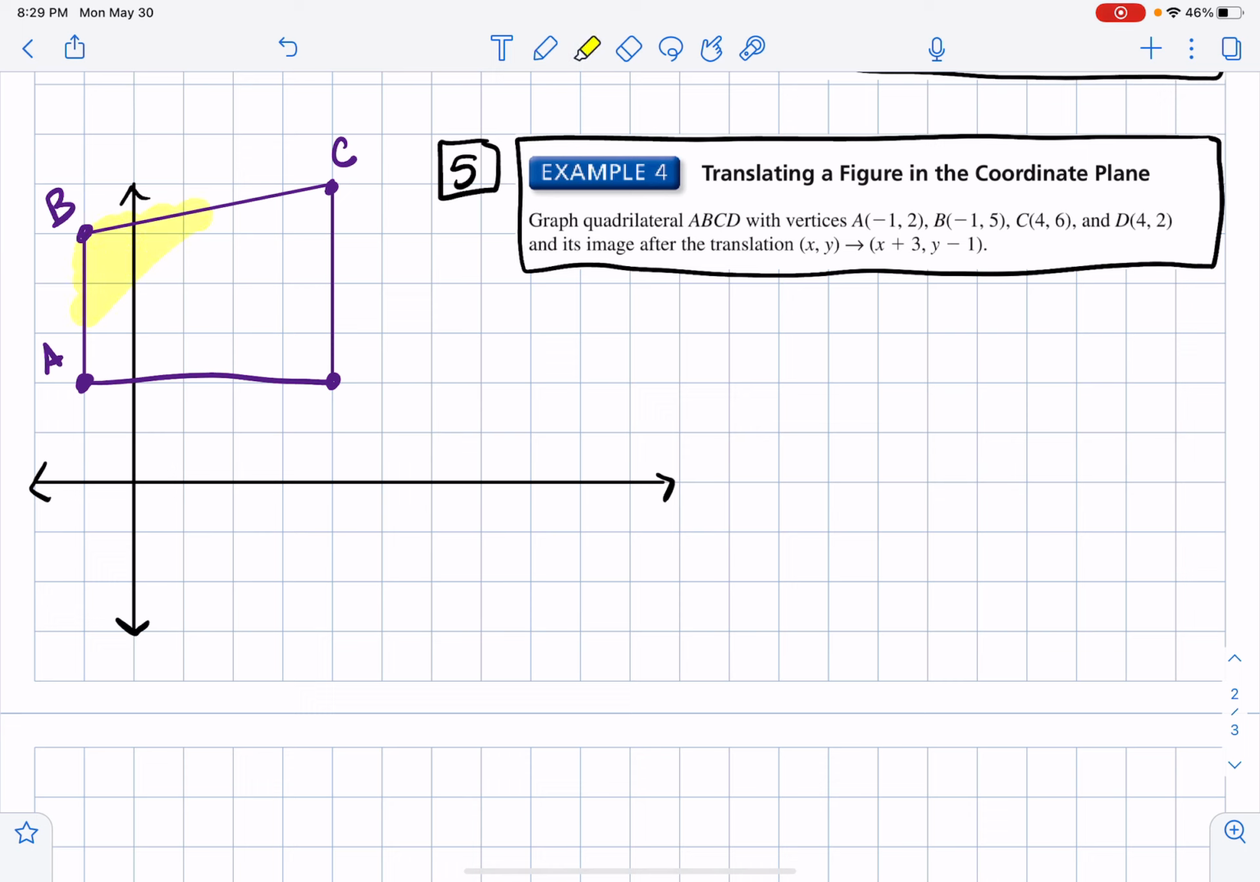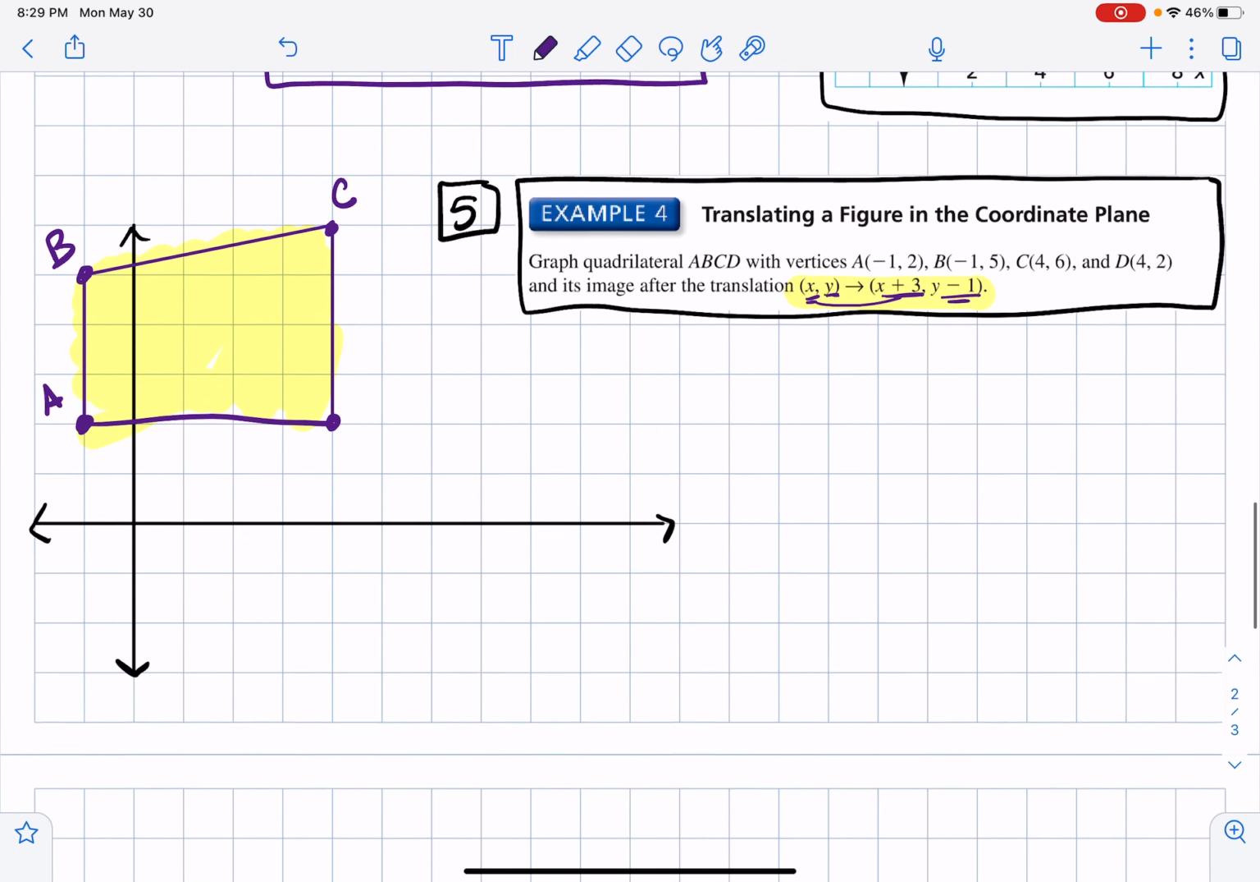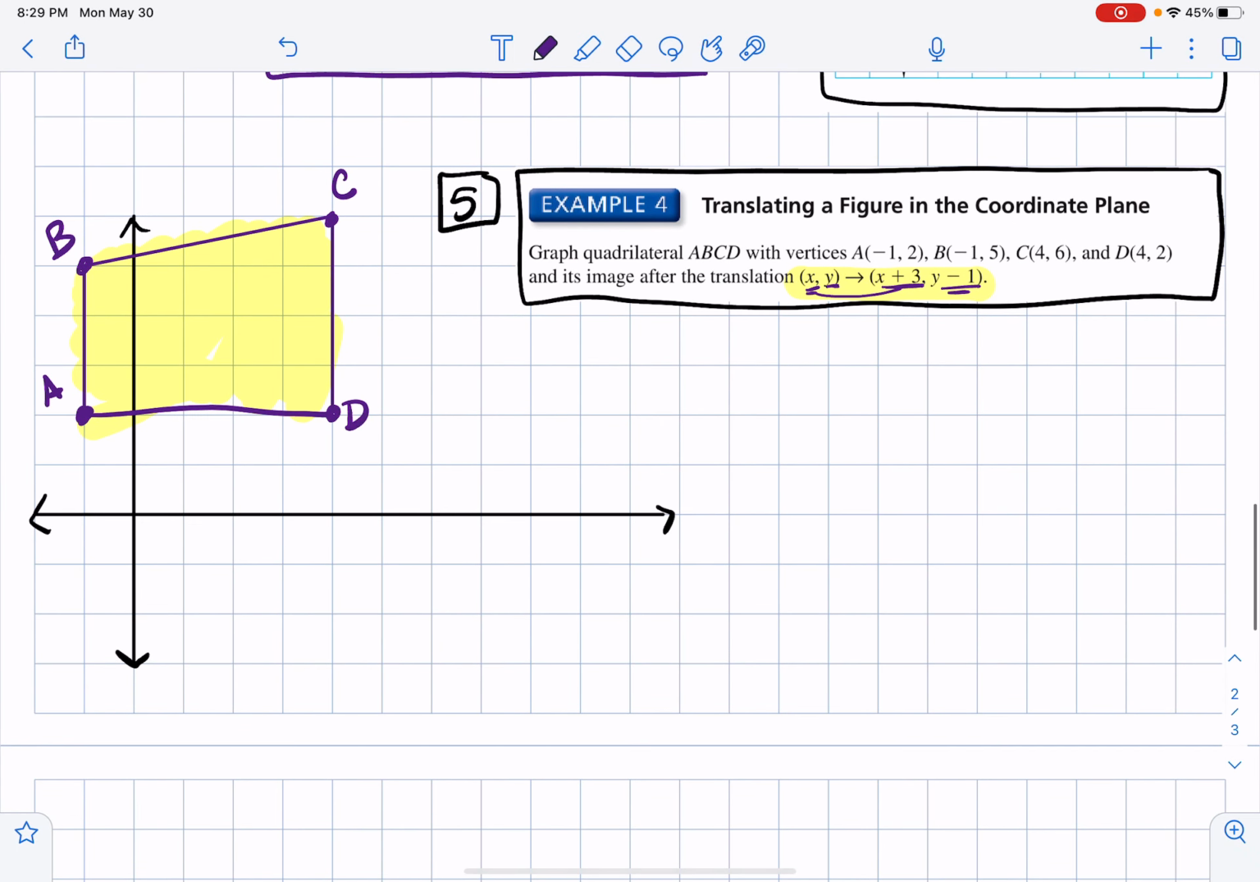Let me shade it in just a little bit here, like this. It says graph the quadrilateral. We did that. And its image after translating it according to this rule. So pay close attention to what this part says right here. It says, for every x, we are going to add 3, and for every y, we're going to subtract 1. Okay, so every x, we add 3, and every y, we subtract 1.